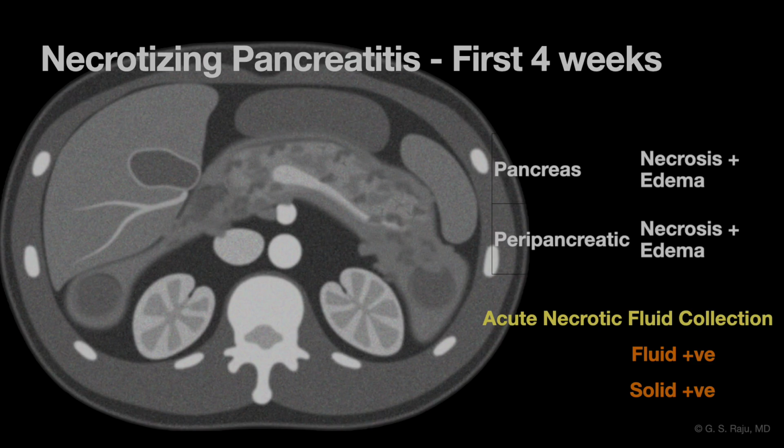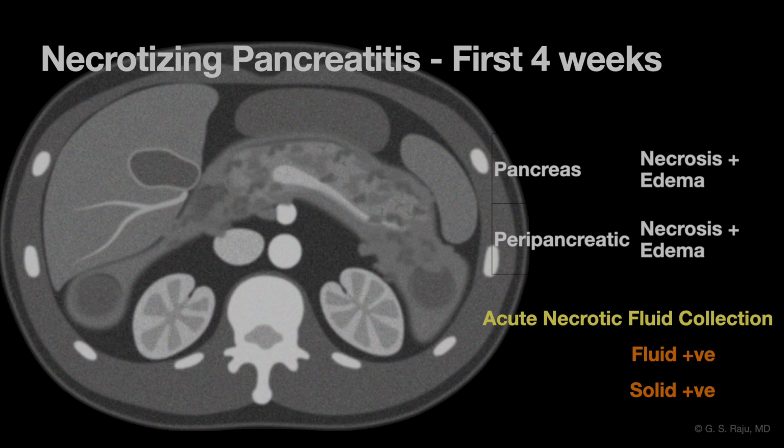So, interstitial pancreatitis, mild inflammatory pancreatitis, patients get better very quickly, may or may not have any peripancreatic fluid collection. If it is severe, they may develop peripancreatic fluid collection that may get reabsorbed or may develop into pseudocyst. Necrotizing pancreatitis, there is necrosis of the pancreas and peripancreatic tissue and necrotic fluid collection. All these things are happening in the first 4 weeks.